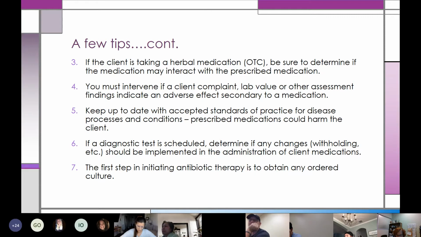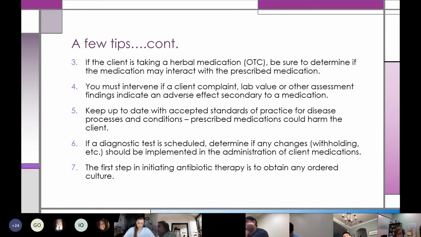Just a tip there. Of course, you want to keep up with all the standards of practice for the different conditions and diseases. And like today, it was just shared with us that there's maybe a grapefruit juice they're investigating to see if patients can drink. So you have to just keep up with what's going on in your practice.